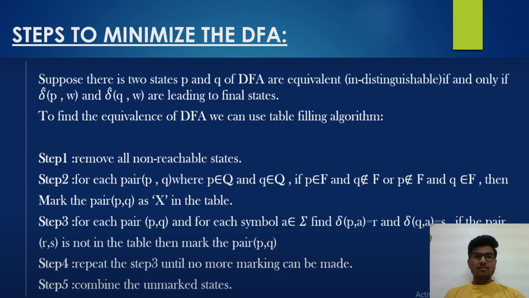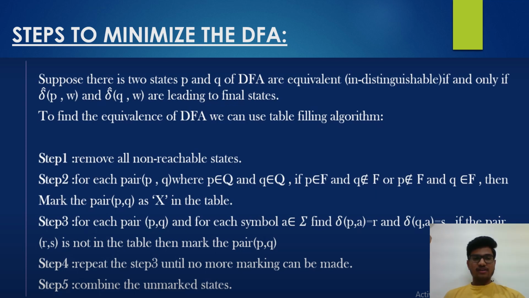Now, let's come to the steps to minimize the given DFA. Suppose there are two states, P and Q, of the DFA that are equivalent if and only if δ(P, W) and δ(Q, W) are leading to final states. So why do we need to minimize the DFA? For each regular language, there also exists a minimal automaton that accepts it, a DFA with a minimum number of states, and this DFA will be unique. So we need to minimize the given DFA. For minimizing the DFA, we use the table filling algorithm.